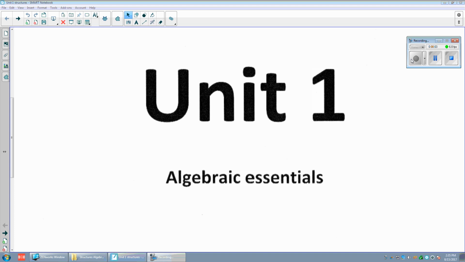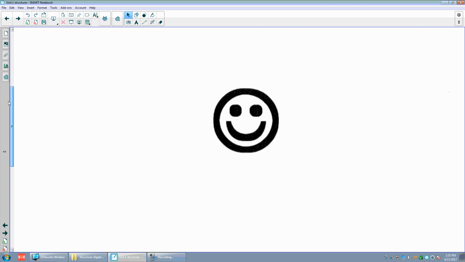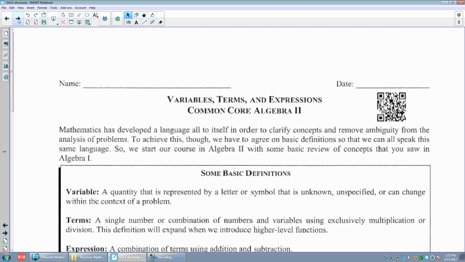Hello, everyone, and welcome to Unit 1, Lesson 1, Algebraic Essentials. Yes, open up your notebooks, and let's take a look at variables, terms, and expressions, Common Core Algebra 2.